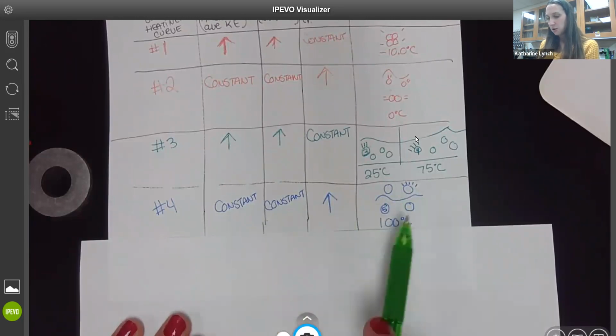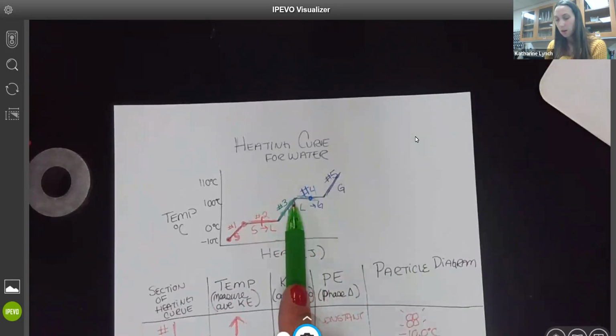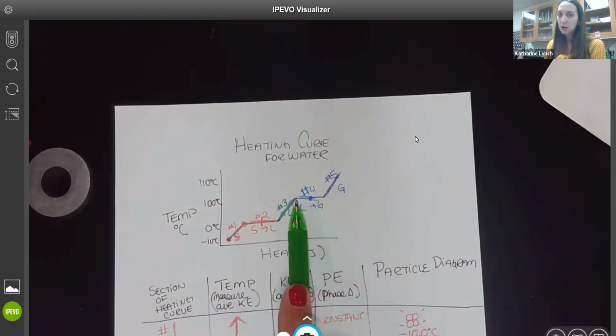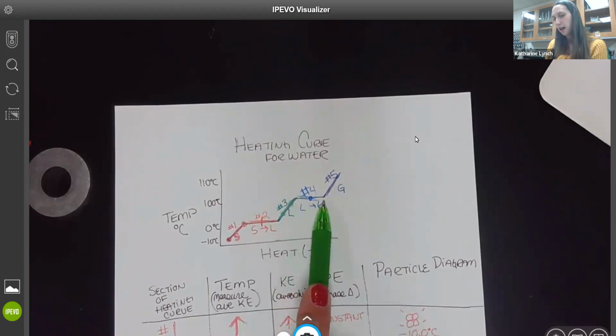So it's going to be 100 degrees Celsius, whether I'm at this point at the beginning of the phase change, the midpoint, which I drew down below, or the end. The only difference is the midpoint's going to have liquid and gas. The beginning would just have liquid, 5 swooshies. The end would have gas, 5 swooshies as well.